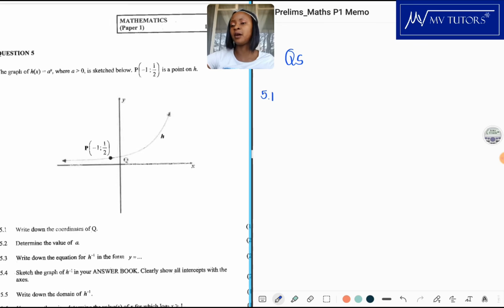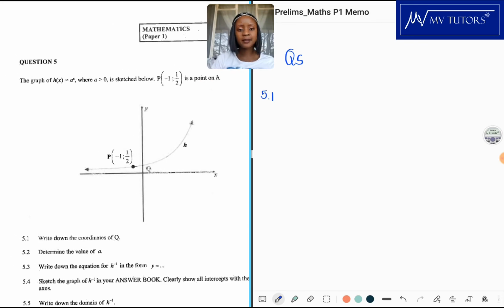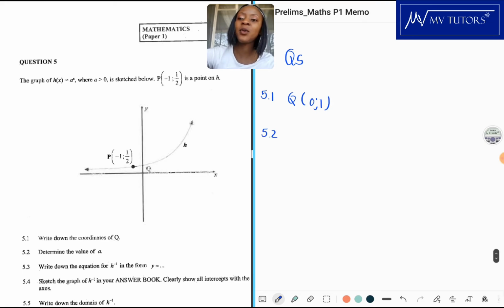So 5.1, which is 1 mark, says write down the coordinates of q. So guys, if you have a normal exponential function, by normal I mean you don't have a vertical or horizontal shift, or there isn't a factor applied in front of a, then your graph will always pass the y-axis at 1, because there x is 0 and anything to the power 0 is 1. So that's why it's only 1 mark. So q will be (0, 1). But if there was a number in front of a, you would basically multiply 1 by that number. If there was a horizontal shift, then this doesn't apply anymore.